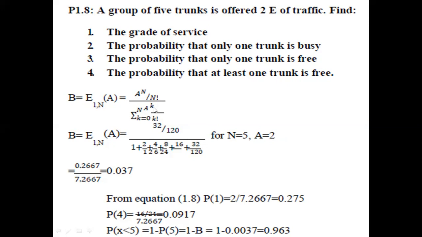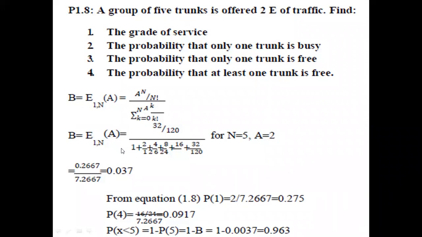You know A power k, when k is 0, A power 0 becomes 1, and 0 factorial becomes 1. That's why the first term is 1. Similarly, moving on, A is 2, k is 1. As k is 1, 1 factorial results in 1, so it is 2 over 1. Similarly, you plug in the values of k and keep on expanding this, and you get a sum of 7.267 in the denominator and 0.267 for the numerator.